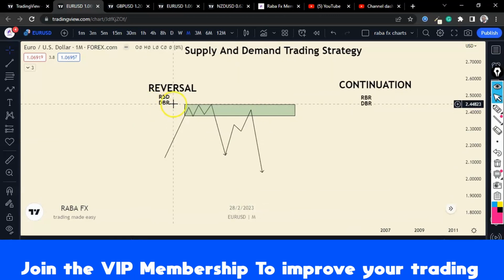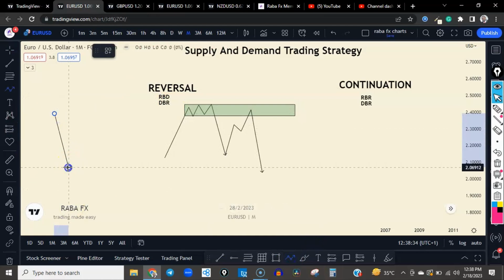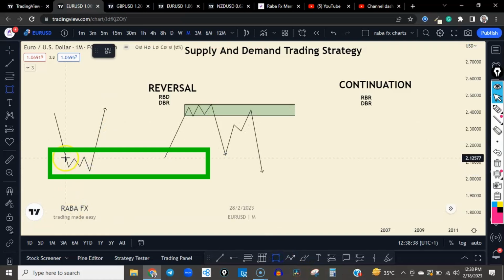So the other one, DBR, here simply means drop, base, rally. Drop, we have a base here, and we have a rally. This simply means the point of accumulation.